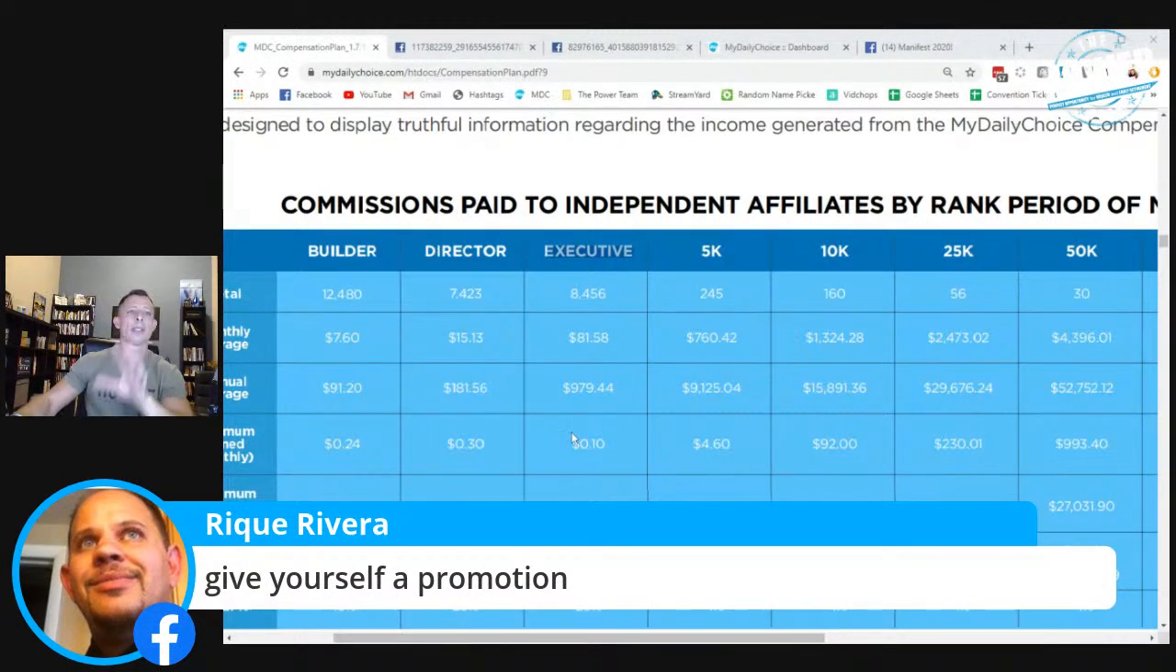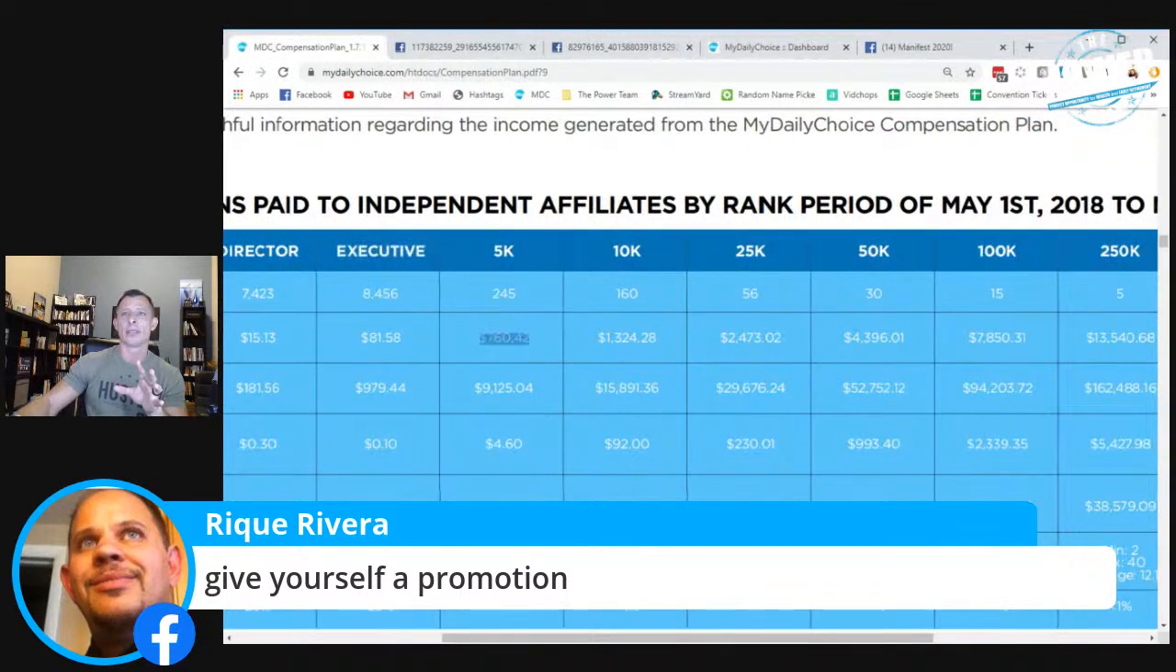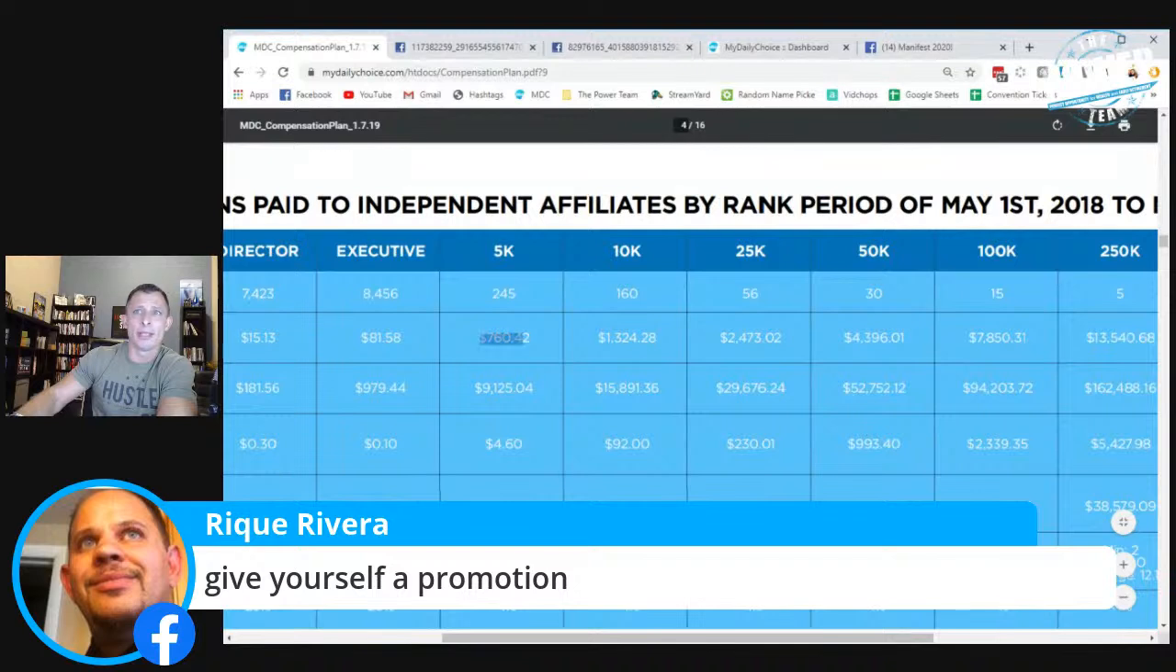Now, where the money starts to get fun is when you get promoted. And you can see here, the average monthly income as a 5K is $760 a month. Let me be real with you guys because some of the numbers on here get crazy. But let's just be super real. How many of you, if you had an extra $760 a month coming in right now, would be a happy camper? An extra $760 coming in every single month. Anybody? Let's get you to 5K affiliate. And by the way, 5K, the 760 per month, that's the average.